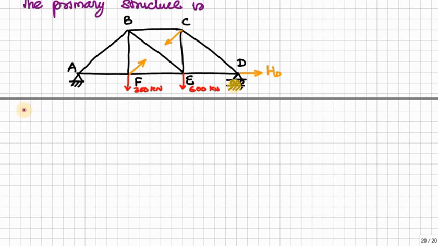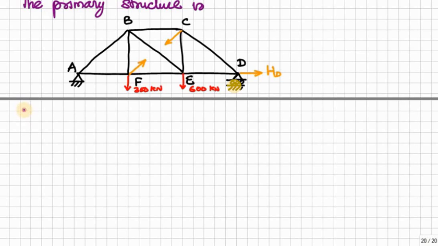On the primary structure only, the flexibility matrix method should be employed. We can't apply the flexibility matrix method on an indeterminate structure. So we have to make the structure determinate, which is called the primary structure, or released structure, or base structure. On that we will apply the flexibility matrix method.